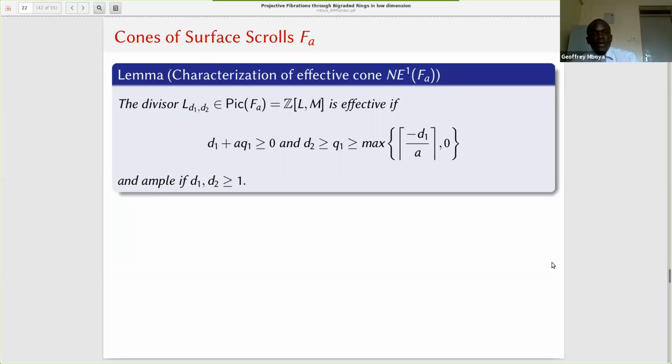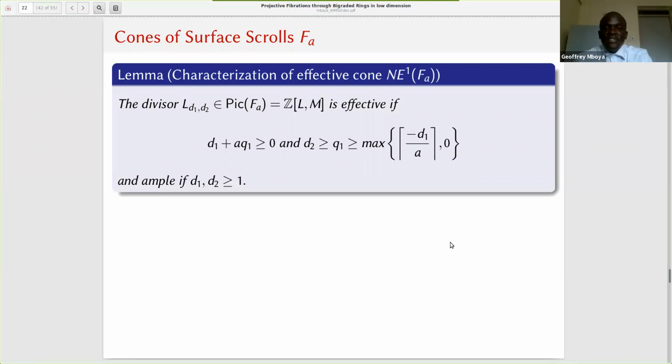So how does the cone of effective divisors on a surface scroll look like? I can hear some sound from the background. Someone might have turned their microphone on, but I will just continue.